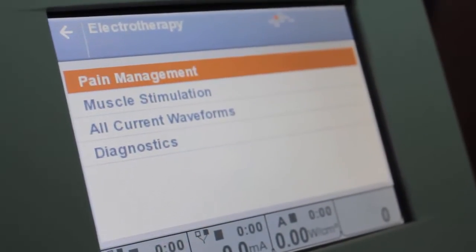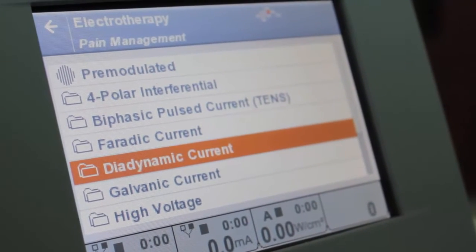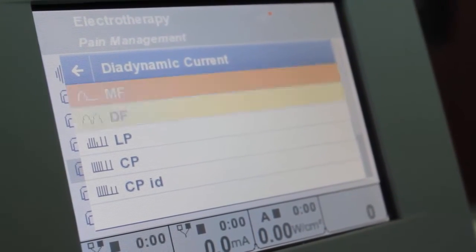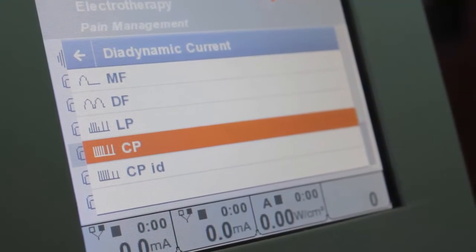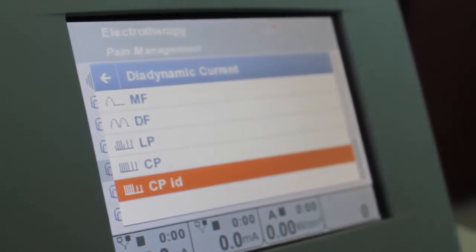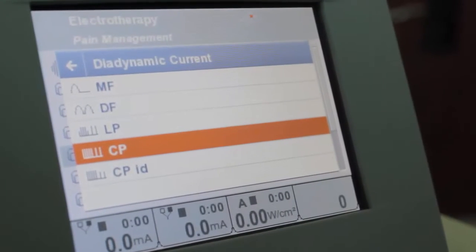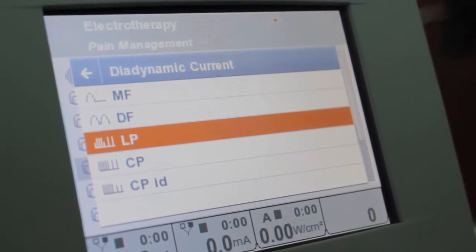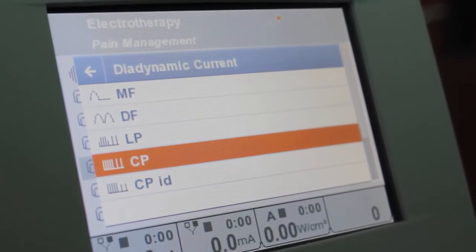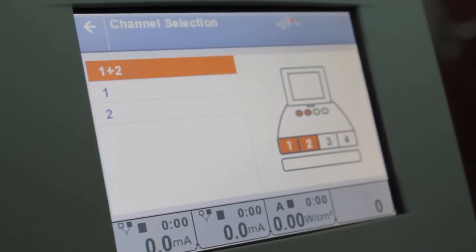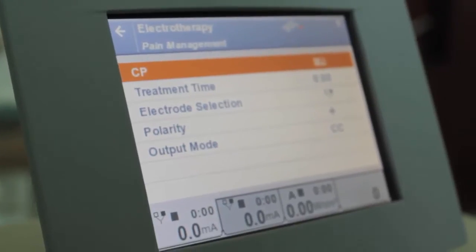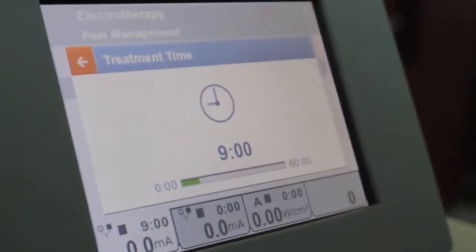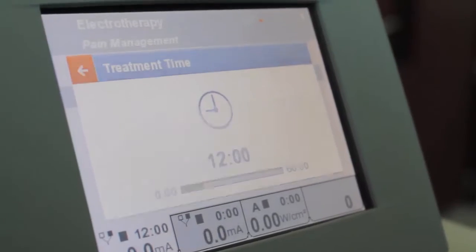Now I have one patient. Electrotherapy, pain management, diadynamic currents. Can you see MF, DF, LP, CP? LPID is syncopal rhythm. So what do I have to choose? I have to choose short period, CP. That is the current I have to use. So CP, how many electrodes? I am using only one channel, 2 electrodes. Treatment time is a maximum of 12 minutes, 10 to 12 minutes.